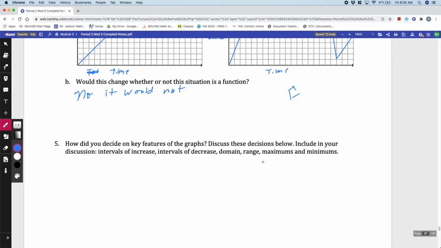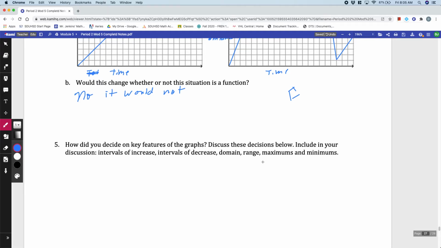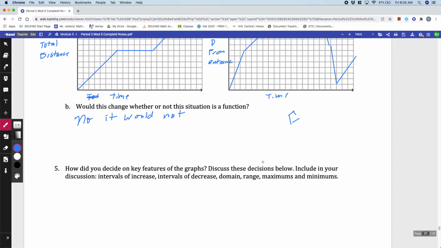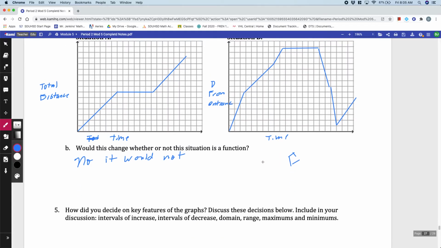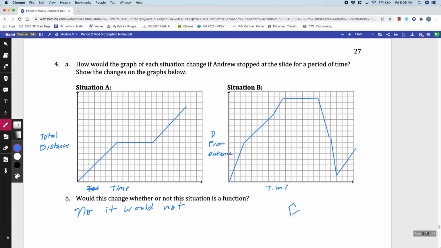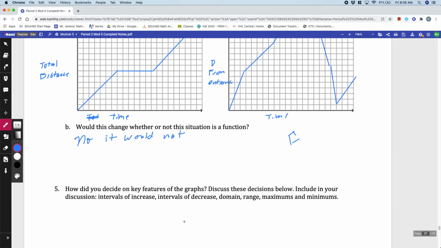Discuss these decisions below. Include your discussions of intervals, increasing, interval notation, domain, range, maximum, minimums, and so forth. Now, everyone's going to have their own graph, and I'm going to show you the general rules. So I want you to label the X and Y axes on all these. Put these in intervals so you can compare it to mine, okay? So go ahead and pause this video, add the intervals, and do all of number 5.